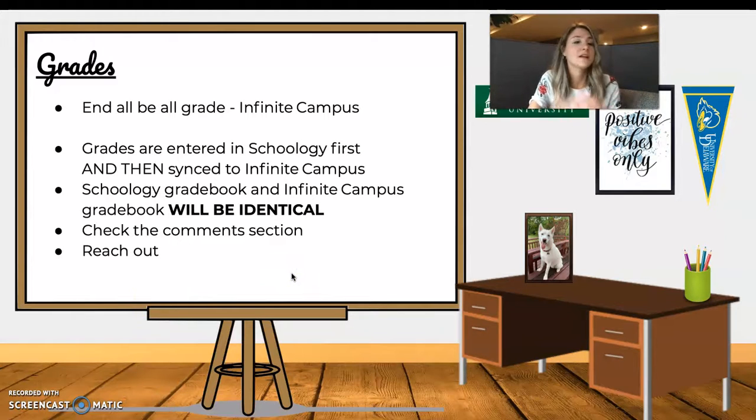For my class, the end-all be-all for grades for all classes is Infinite Campus, right? But a little background about how my grades get there: first, they get entered into Schoology because that's where everything is already. The assignments are already in Schoology, so the gradebook will start in the Schoology gradebook, and then I sync it over to Infinite Campus. For my class, these two gradebooks will be identical. They will be the same exact thing. If something is a little bit off, just shoot me an email. Hopefully it shouldn't happen ever, but if it does, it's an easy fix and I can fix it right away. But they should be identical.